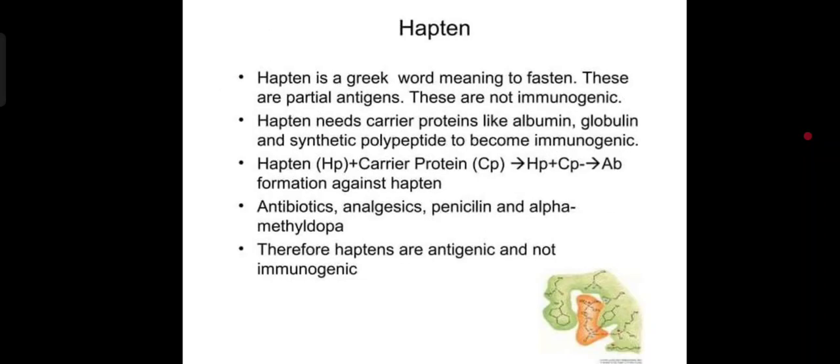Hapten is a Greek word meaning to fasten. It is a partial antigen. This is not immunogenic. Haptens with carrier proteins like albumin, globulin and synthetic polypeptide become immunogenic.